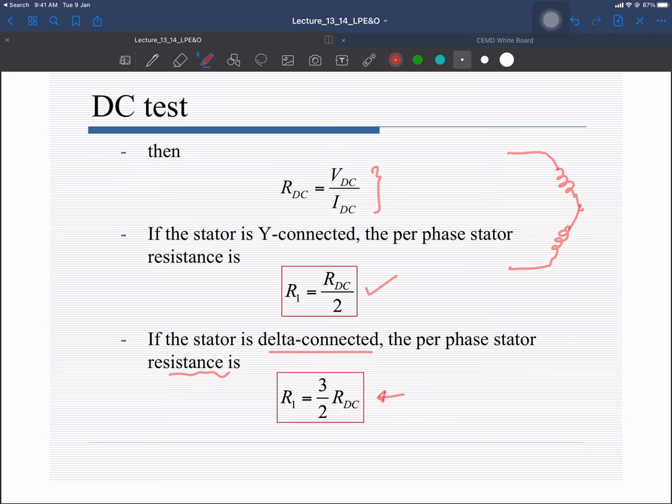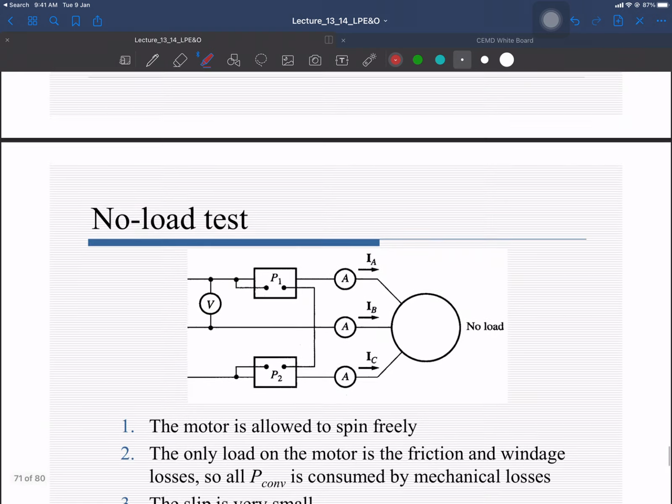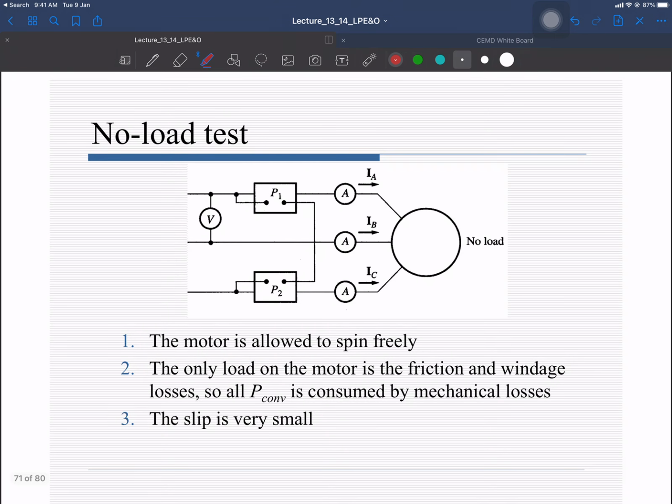Now the second test is the no load test. In the no load test, we are going to run our machine at the rated speed by applying the voltage. So we connect a voltage source in this phase, a voltage source in the second phase, and in the third phase. Let's suppose that all the sources are Y connected. You have applied this voltage and adjusted it to the rated value.